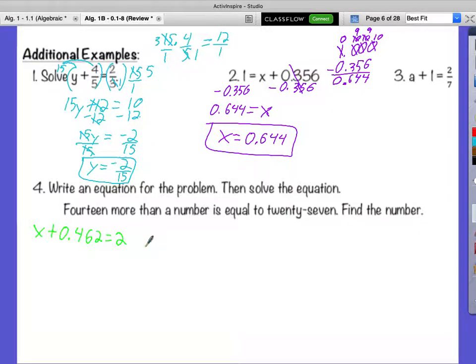x plus 0.462 equals 2, okay? When I go to write that, I want you guys to work on solving that one. Is this very similar to the first one, the one we just did? Yes. Great. So number 2 is almost the same, so we should be able to do this one, right? Okay, let's work on this one.